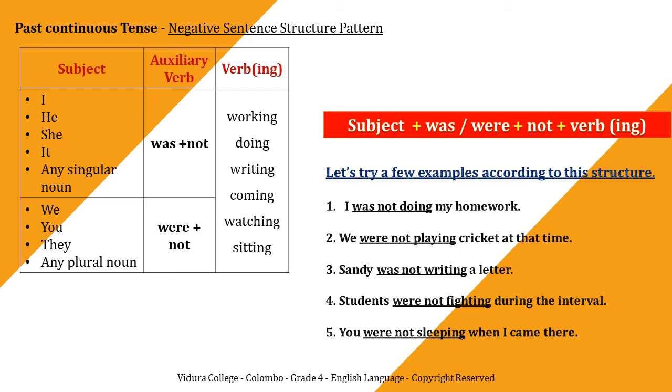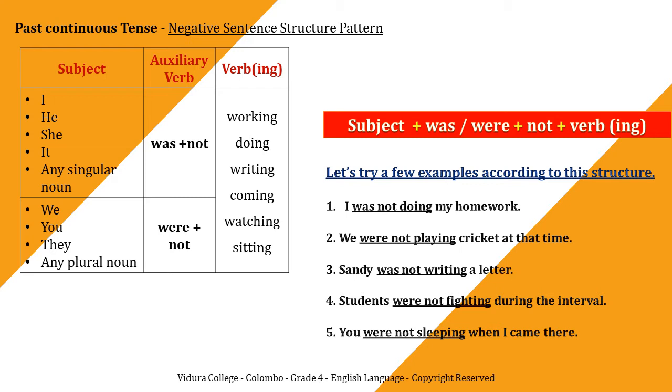If the subject is a singular noun, then the helping verb should be was not. If the subject is a plural noun, then the helping verb should be were not. Then you have to write the verb. Verb should be with ing. Let's try a few examples according to this structure.